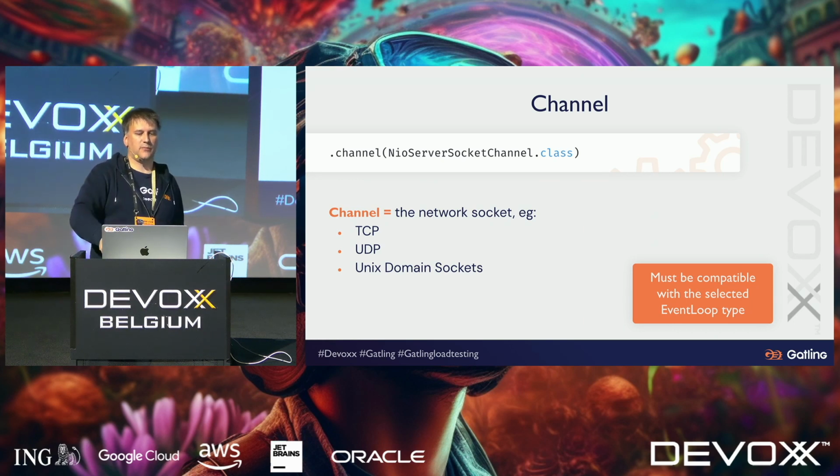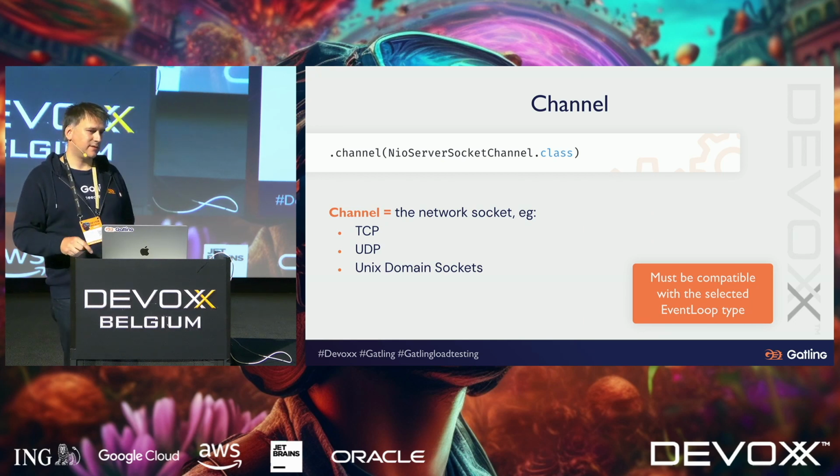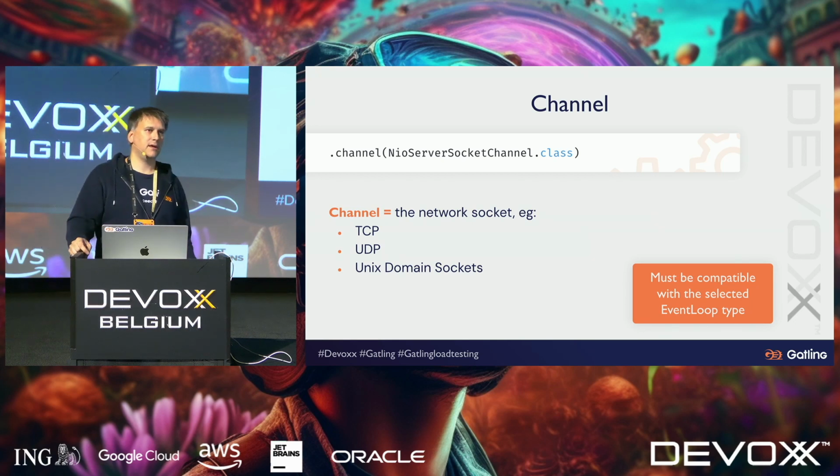On the bootstrap, when calling channel, we're not actually passing a channel instance, we're passing a factory for channels. And when we pass a class, Netty is going to use reflection to create new channel instances.